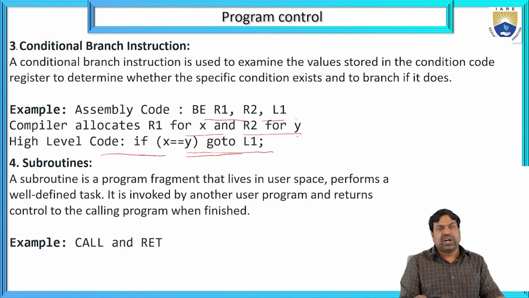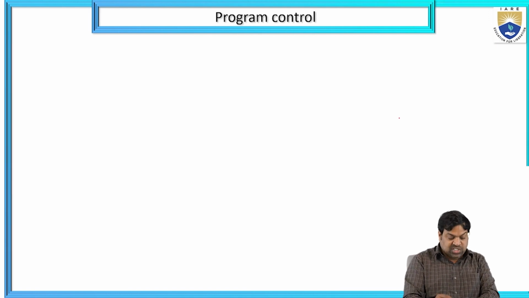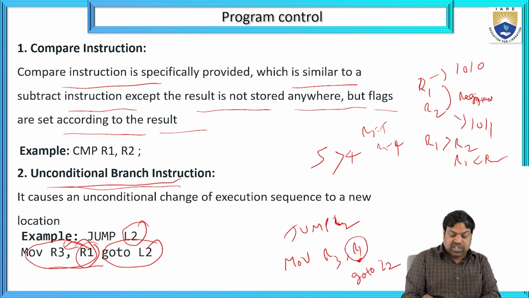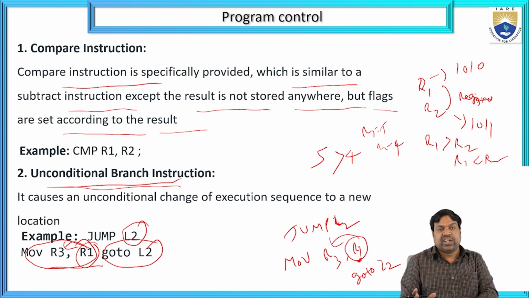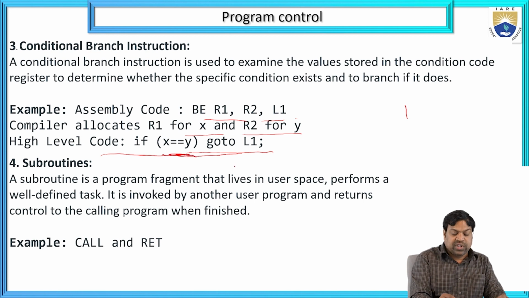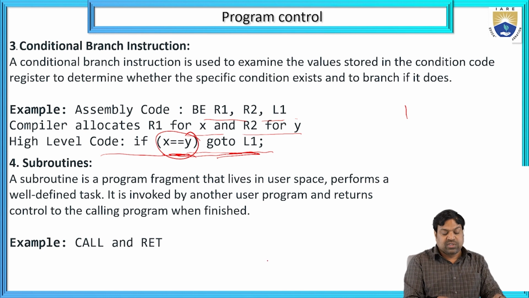So conditional means we have to give some conditional value. Suppose previously we discussed move R3, R1. That means R1 register values are moving to R3. Is there any condition? No. When the line is L2, then only it will be moved. But here, if X double equal to Y, meaning if X equals Y, then only it goes to L1. Is there a condition? As we have the condition, that is an if condition. If X double equal to Y, then go to L1. Otherwise, it will not go to L1.